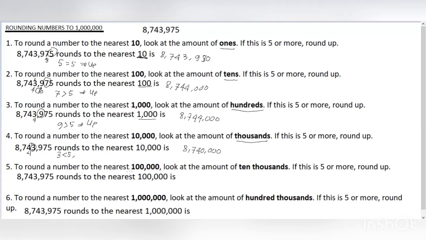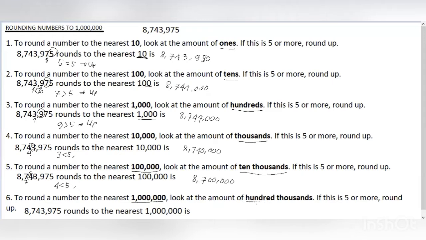Okay, the next one. We need to round the number to the nearest 100,000, so we need to look at the 10,000. The 10,000 here is 4. 4 is smaller than 5, so we need to round the number to its previous number. The number here is 7, right? So the answer is 8,700,000. Okay, good.